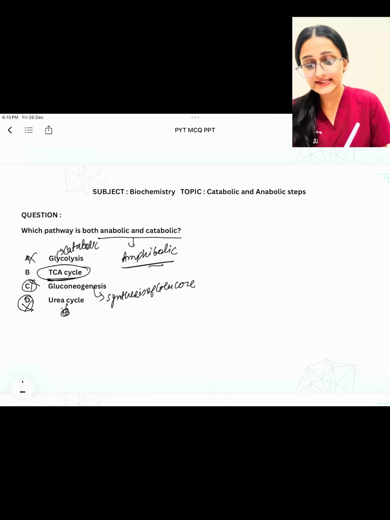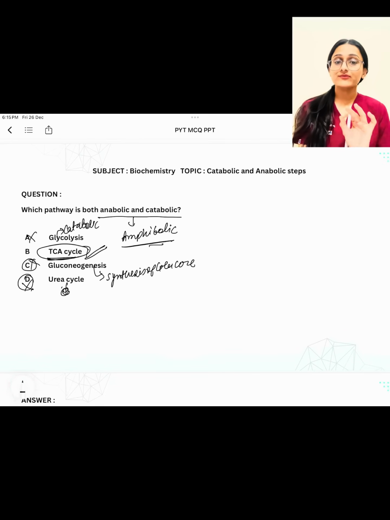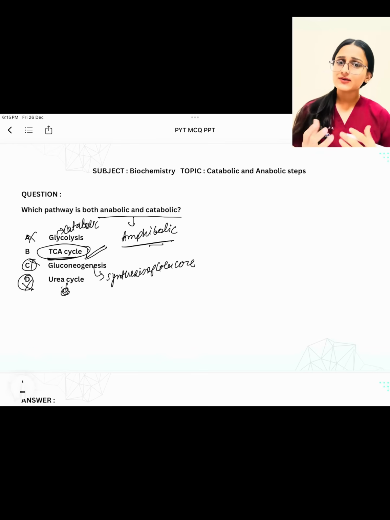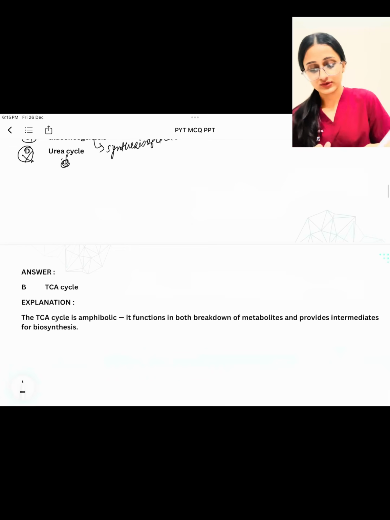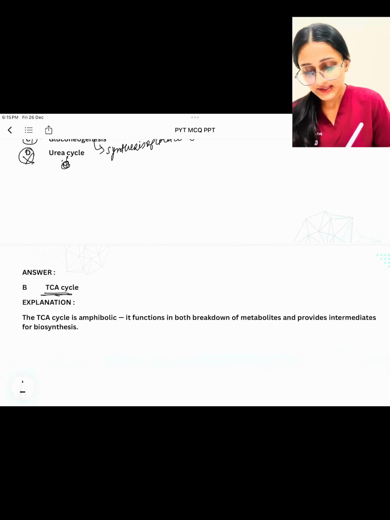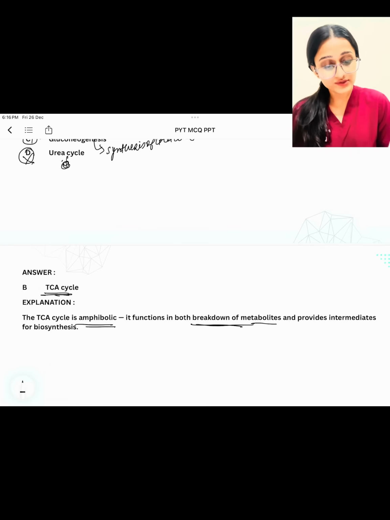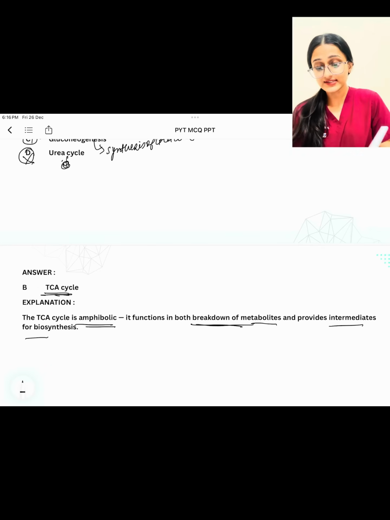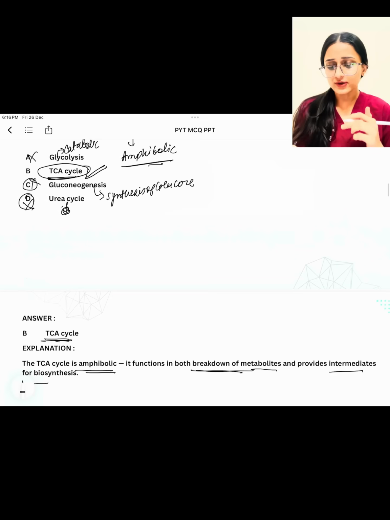So the answer is TCA cycle. Okay, TCA cycle is an amphibolic pathway. Amphibolic pathways are pathways that are both anabolic and catabolic. How is TCA amphibolic? Because TCA has both roles, anabolic role also, catabolic role also. Let's first see this. TCA cycle is amphibolic. It functions in breakdown of metabolites, and it provides intermediates for biosynthesis.